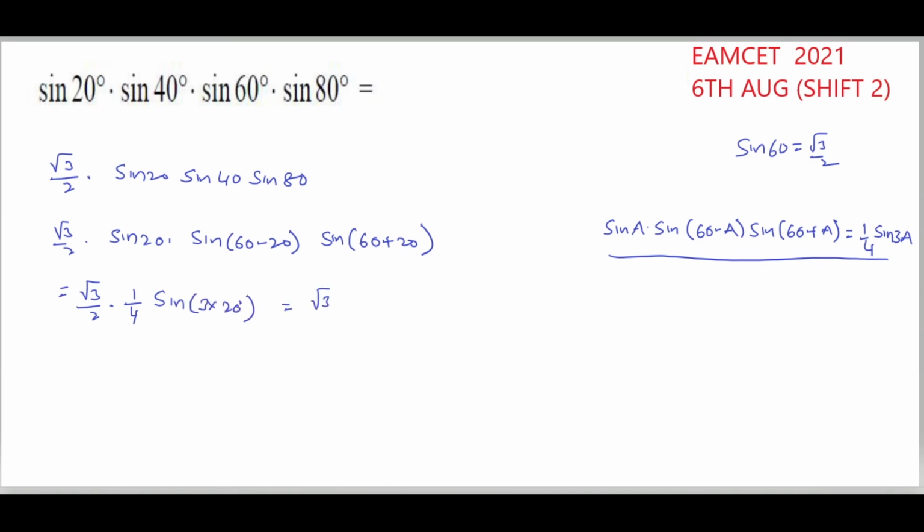That is equal to root 3 by 2 into 4, this is 8, into sine 60. That is root 3 by 8 into sine 60. This is root 3 by 2. Root 3 into root 3, this is 3 by 16.